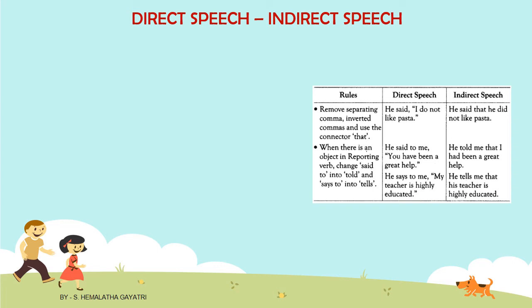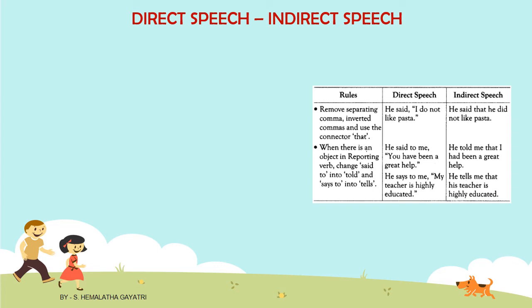Let's see this with an example. He said, I do not like pasta. So I removed the commas and inverted commas in indirect speech. He said that he did not like pasta. Do not will become did not. Why? Because we are changing the tense to past and we have added a connector that.